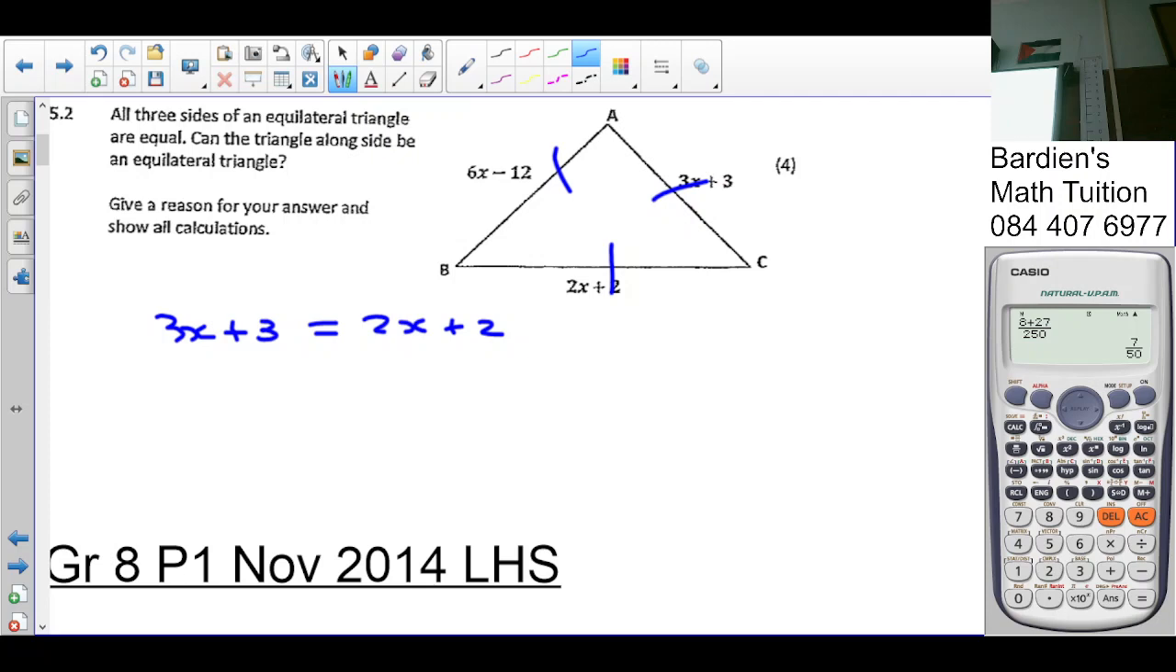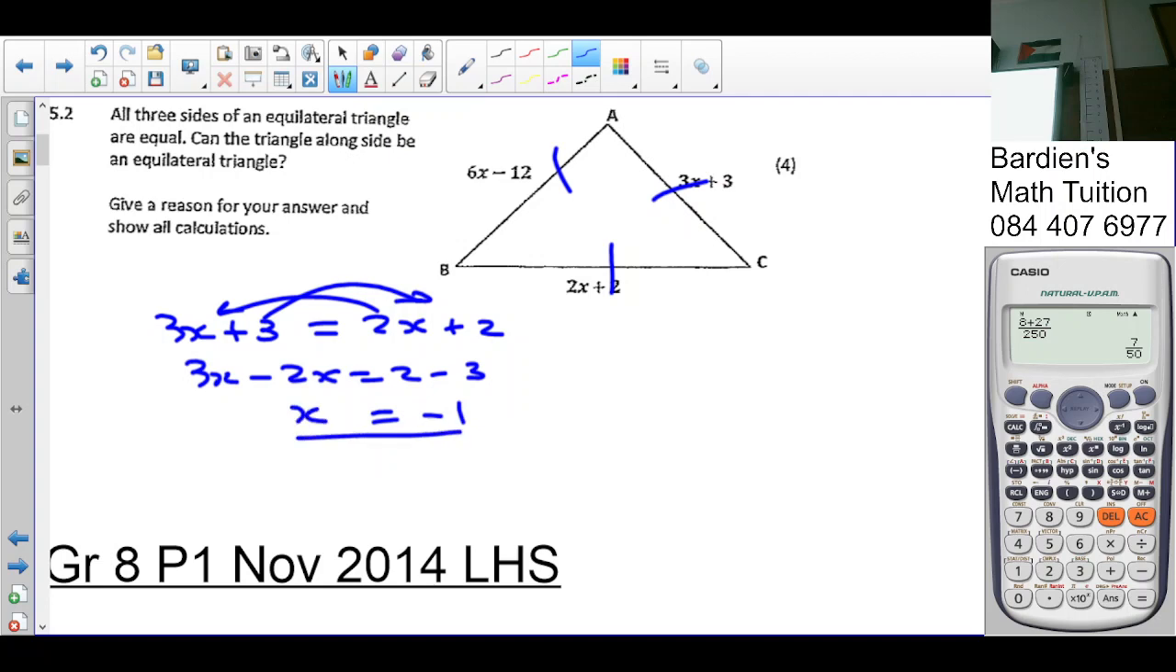Okay. So x is one side, numbers the other side. It's going to become 3x minus 2x is equal to 2 minus 3. And what's 2 minus 3? Negative 1. So x is negative 1. So let's work out our sides. AC is going to be 3x plus 3, so it's 3 times negative 1 plus 3, which is 0.